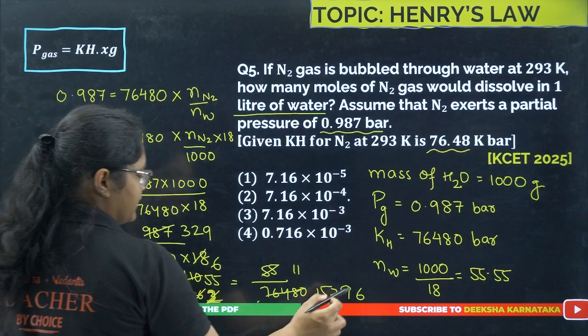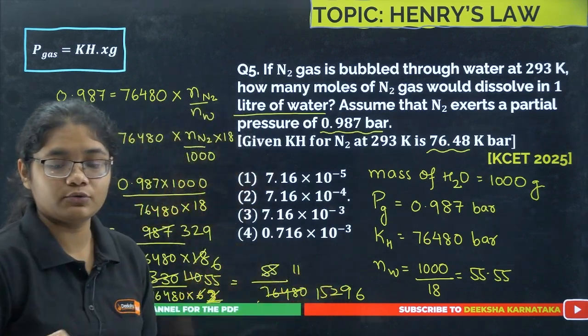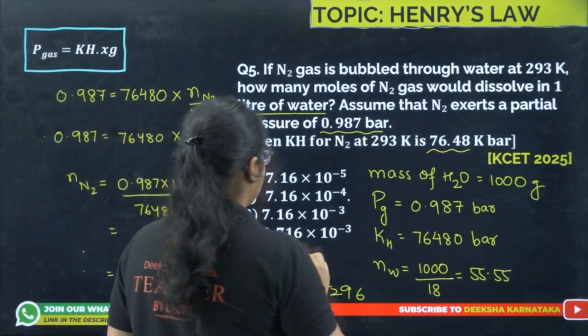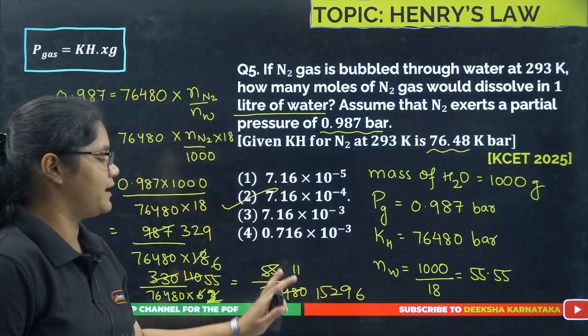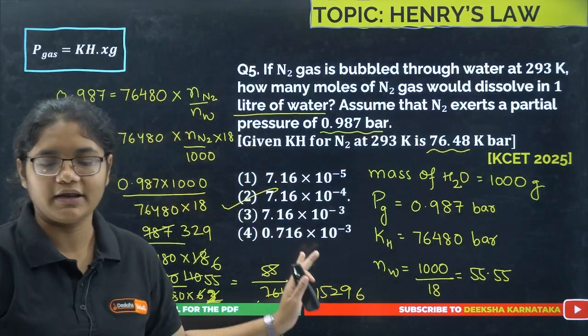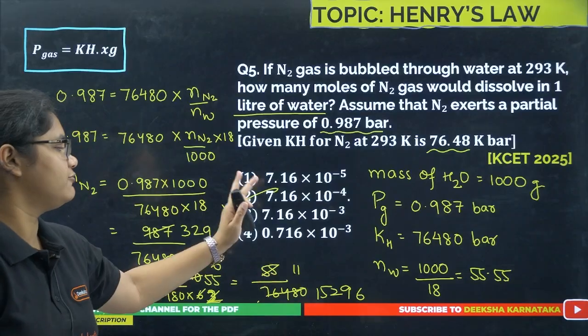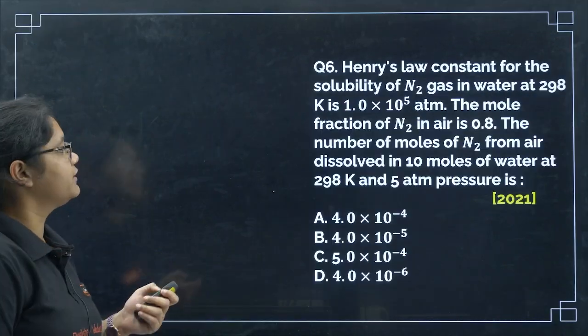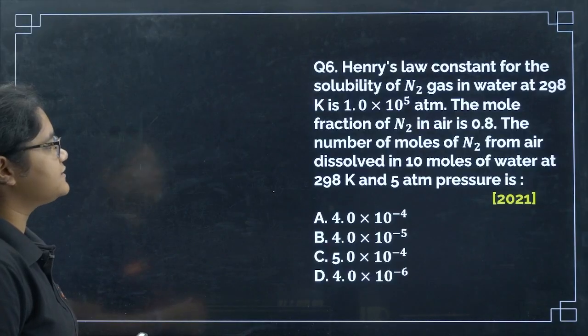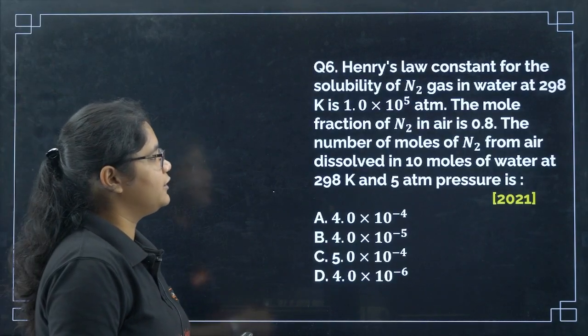Yeah, so if I divide this 11 by 15296, you will be getting around 7.16 into 10 to the power of minus 4. You can just do this division, it will take certain time, divide it and find out, you will get option number 2 here.